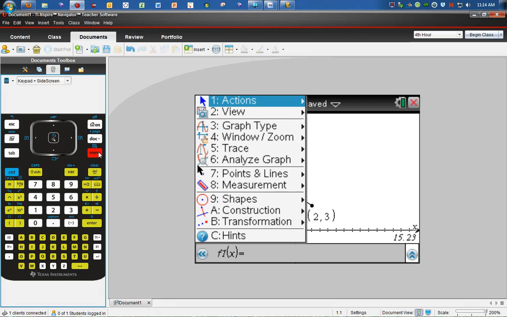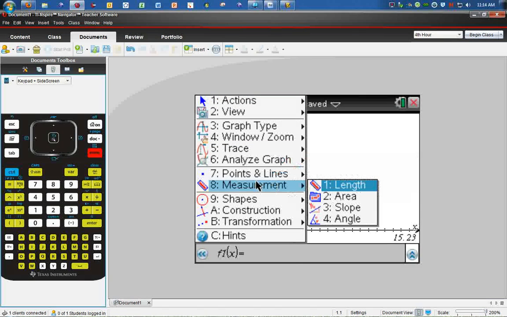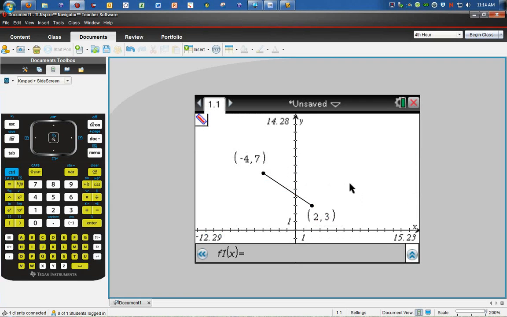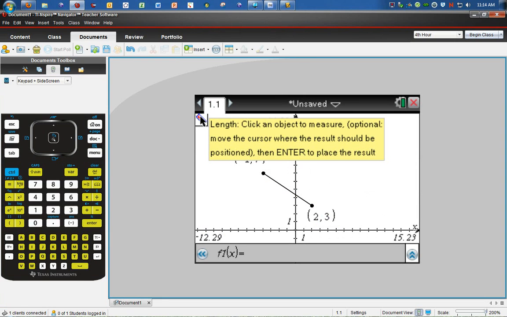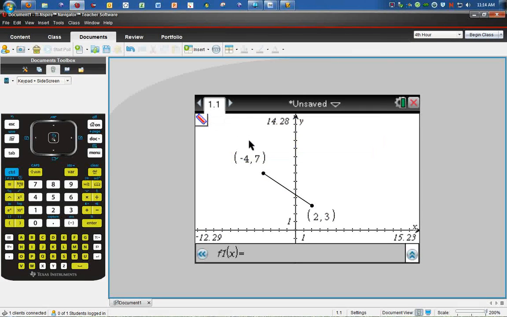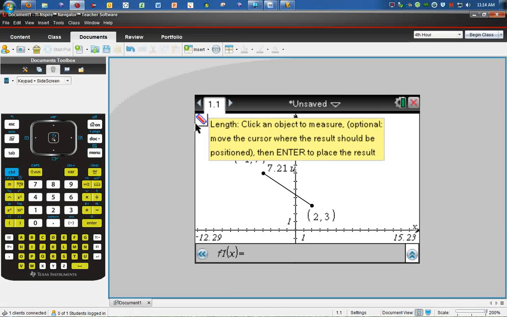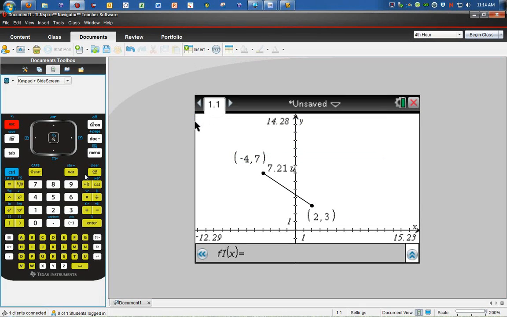If we hit menu, and you'll probably have to go into geometry, and go into measurement, measure length, it says just click the object to measure. I'm going to click the segment, and I got 7.21 units. That's what the U stands for, units, because I didn't define anything as any point here. And I don't want to find the length of anything else.